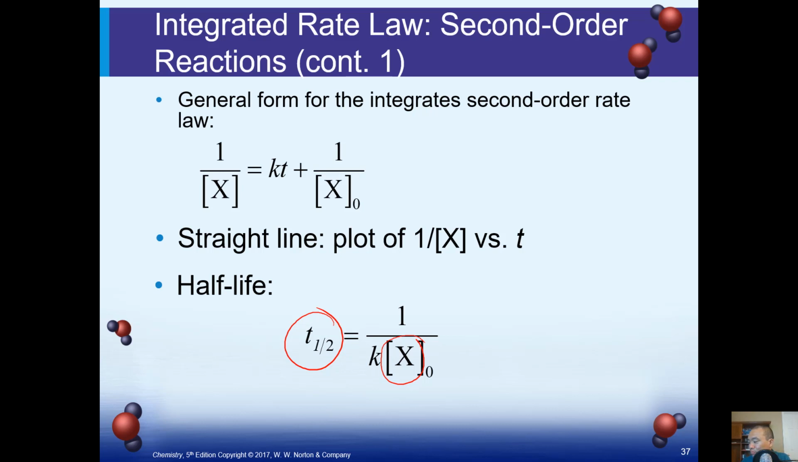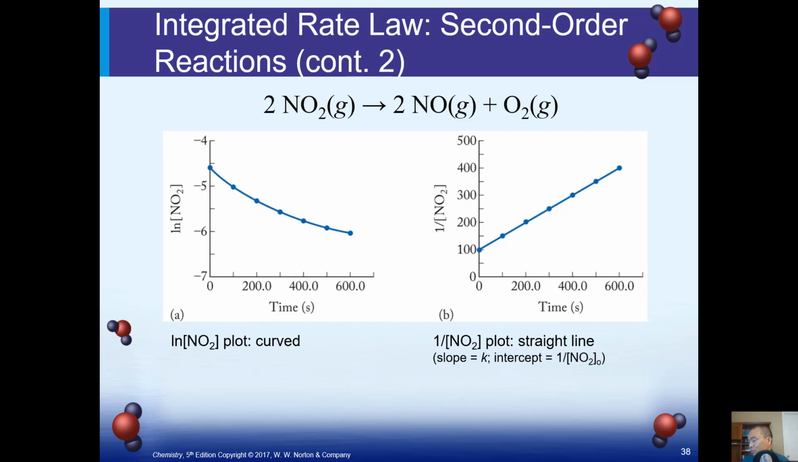consumed. We can also rewrite the half-time of 1 over K times the inverse of initial concentration. As we can see, obviously, when initial concentration increases, it takes less time to reach half-time. For the second order reaction, as we can see, when we plot the inverse of current concentration versus time, it gives us a straight line. If you do the logarithm of current concentration versus time, it gives us a curve.